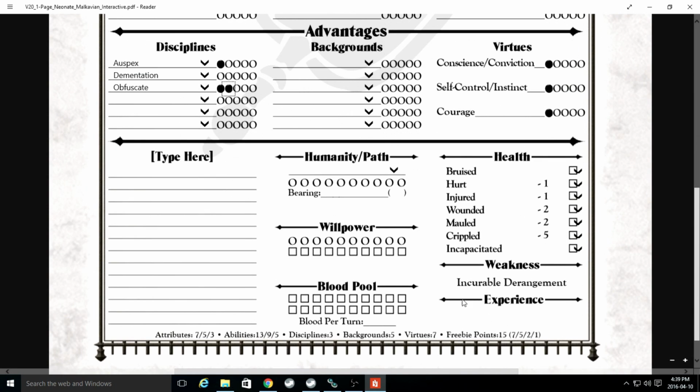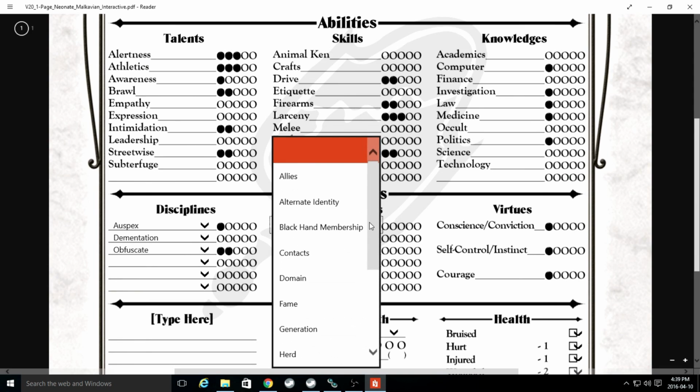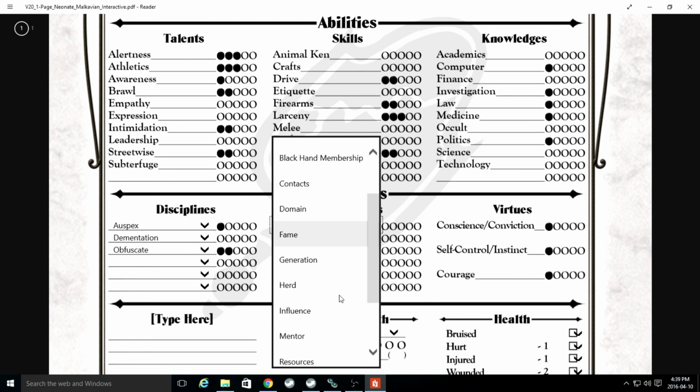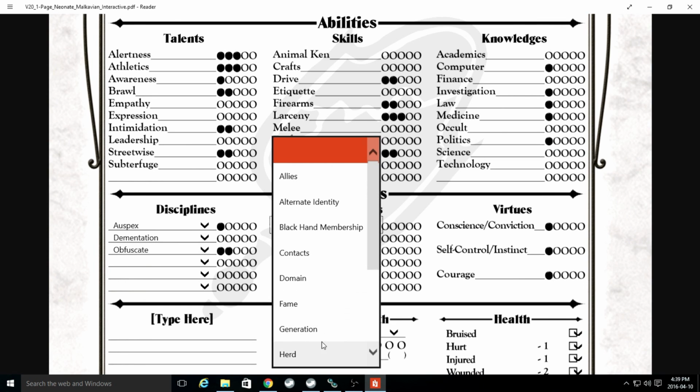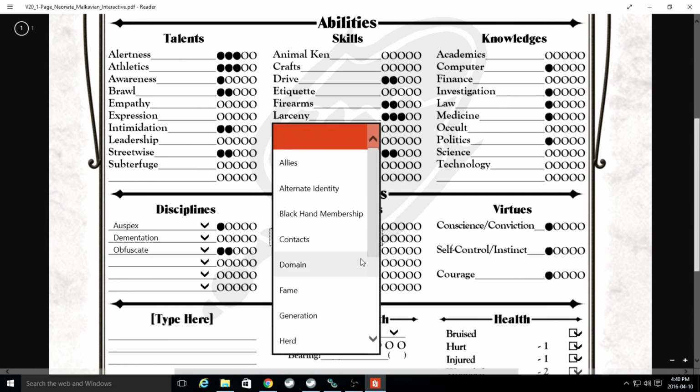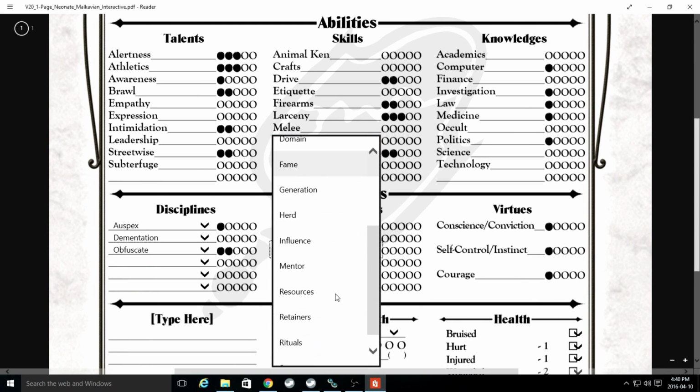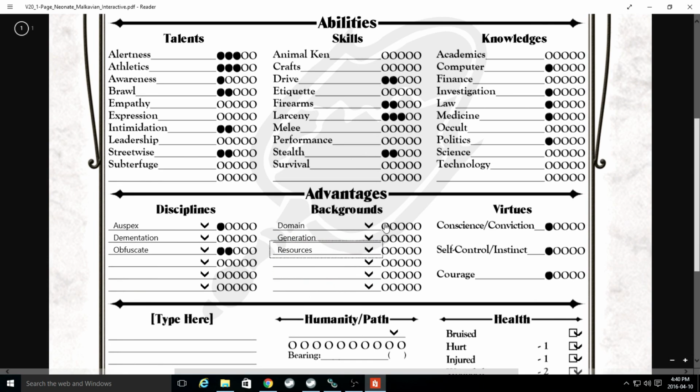Now we're on to the backgrounds. Now the backgrounds is going to be 5. So backgrounds for this one: domain, generation, resources. We'll give him a 2 dot domain, 1 dot in generation, 2 dots in resources. That works good. Now domain is an area of town that is considered the vampire's. No other vampires will go in it unless they've been invited in. They won't feed in that area because it's not theirs to feed in, and so on.